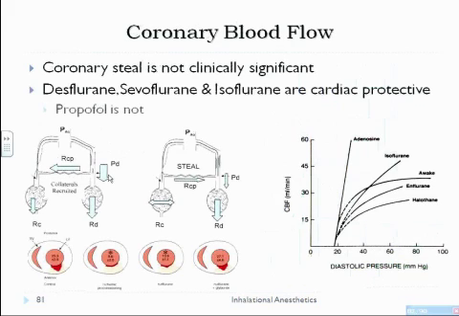Coronary blood flow, the book talks about coronary steal. It was a really big deal back in the 90s. I'm talking about this over and over again. Isoflurane should be a coronary steal phenomenon, but it has not been found to be the case. Actually, what we found is that coronary circulation seems to be protected more so with isoflurane than most of the other agents. So, desflurane and sevoflurane are also considered cardioprotective. An agent like propofol doesn't have any cardioprotective effects at all.